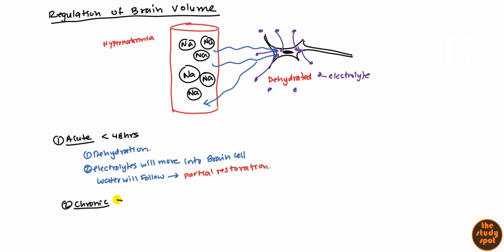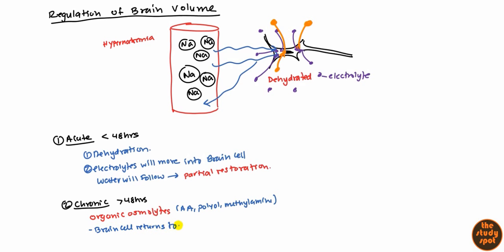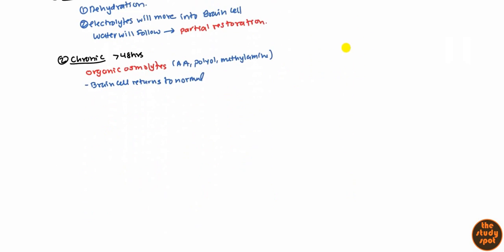However, if it goes to a chronic stage, and this usually happens when you have mild hypernatremia, after 2 days you get the movement of organic osmolytes. Organic osmolytes are amino acids such as glutamic acid and glutamine, polyols, and methylamines. These are all neurotransmitters and different substances, and they can start drawing into the cell, and this can help the brain cell return to normal size. So osmolytes together with electrolytes can help offset hypernatremia if given enough time and it's not severe.